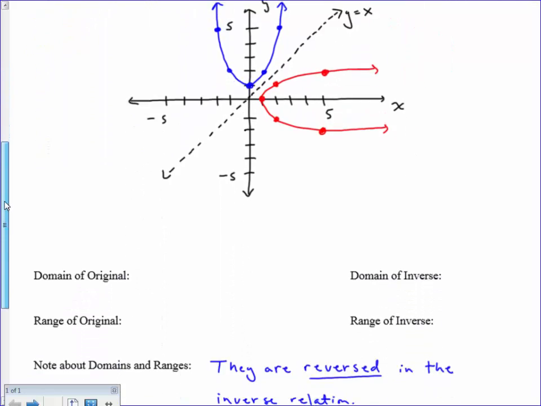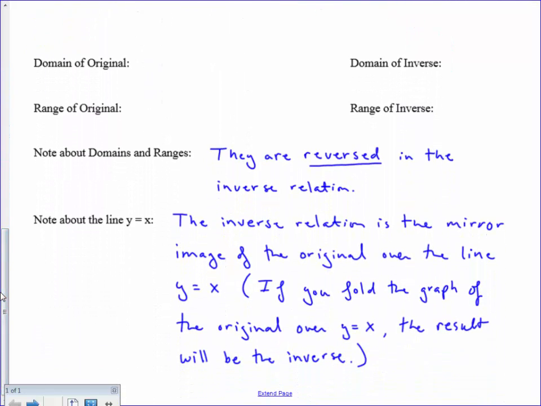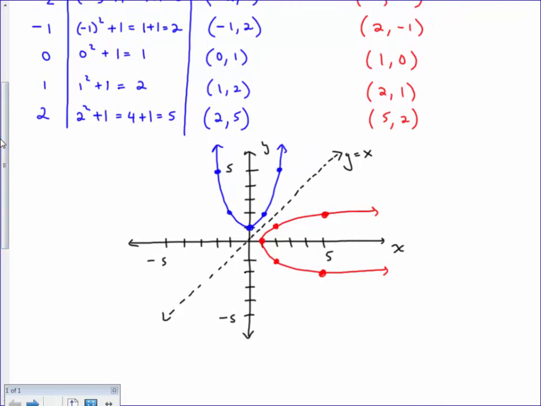In your notes, if you look at the bottom of the page, there's a note about the line y equals x. And here, what you should write in: the inverse relation is the mirror image of the original over the line y equals x. That is, if you fold the graph of the original over the line y equals x, the result would be the inverse. So we can go back up and we can fold either the blue graph over the y equals x line. If we did that, it would match up with the red, or vice versa. Fold the red over the y equals x line and it would match up with the blue.